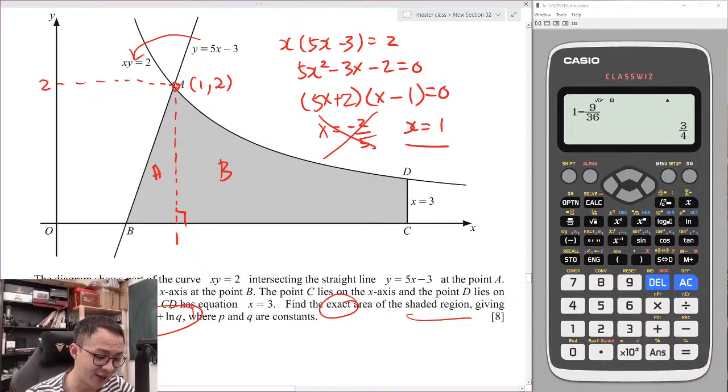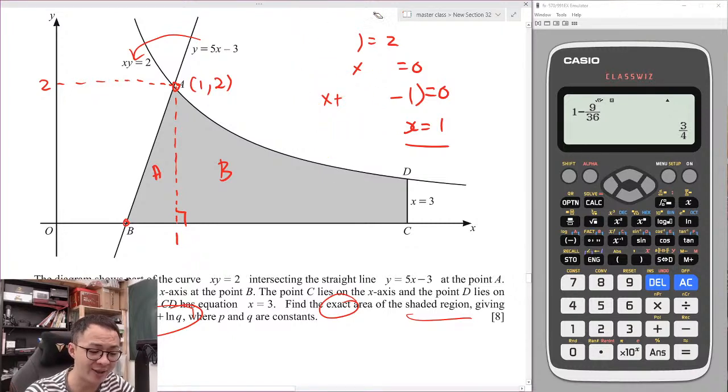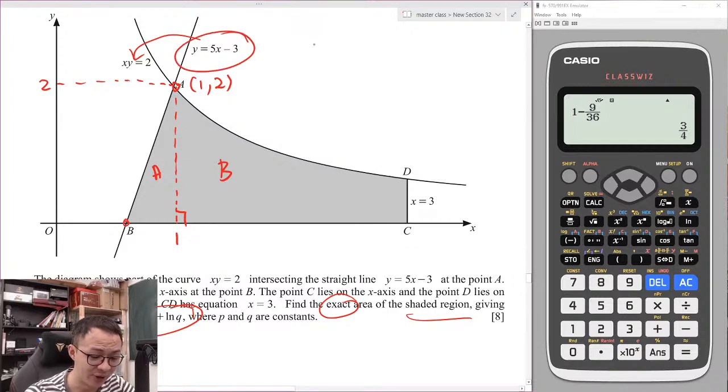Then I can find this area after I know what's in my B coordinate. B coordinate will be the x-intercept. X-intercept means what? You need to make y equals 0. So we make y equals 0 for this line only. 0 equals 5x minus 3, so x is equal to 3 over 5. So this coordinate will be 3 over 5.